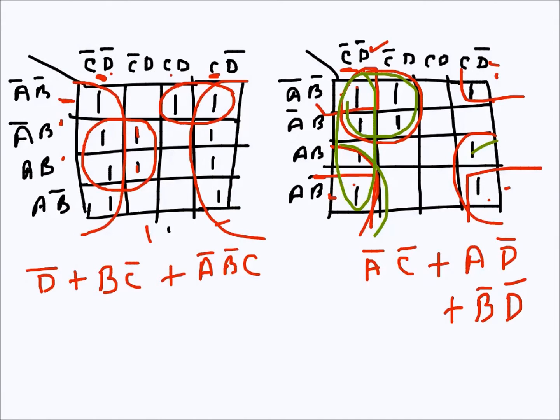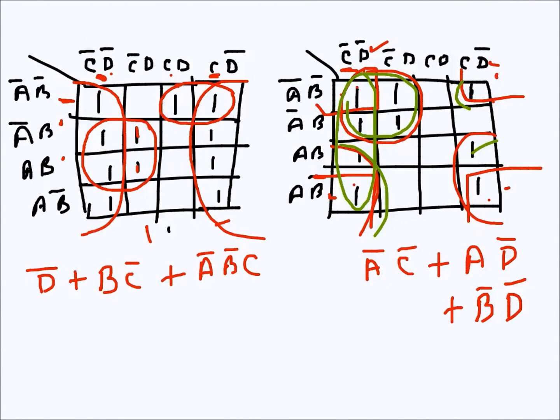So I have to be careful that I am not making unnecessary groups, and so the number of groups should be as few as possible. Also, any group should be as big as possible. So not taking any one by itself, take as many ones as possible.